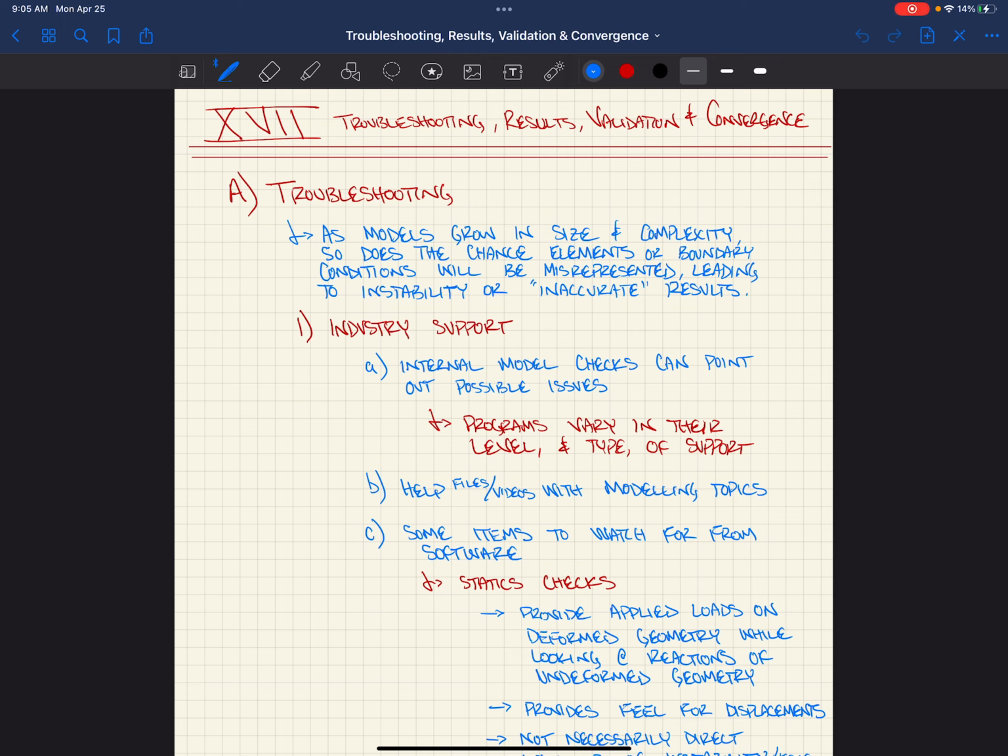And so there's support both on the industry side and then on the experience side, just from doing this. On the industry side, we have internal model checks, and those checks can point out possible issues, okay? Programs vary in the way that they do this, their level and type of support, okay? I'm just going to talk about the experiences that I've had with how VA supports you during this process of figuring out what's going on.